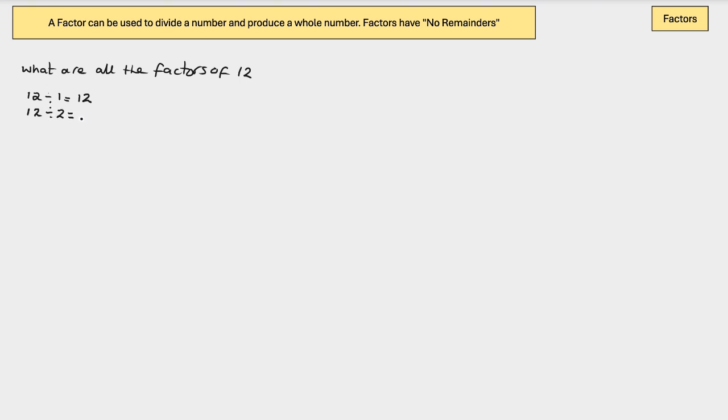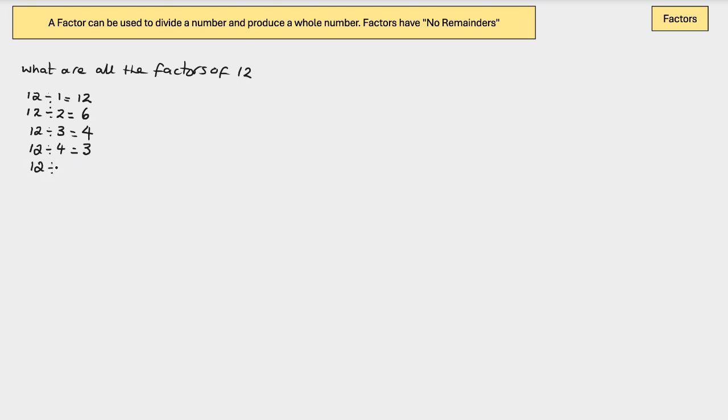12 divided by 2 is 6. Brilliant. So we know that so far 6 is a factor of 12. Let's try 12 divided by 3. Always start from 1, 2, 3, so on and so forth. 12 divided by 3 is 4. So 4 is a factor of 12. 12 divided by 4 is 3. So we now know that 3 is a factor of 12.